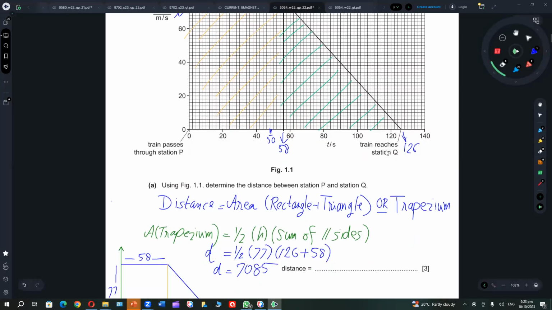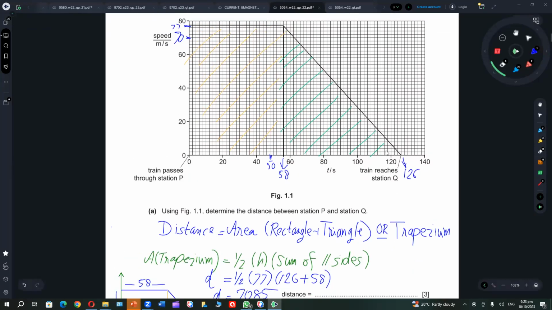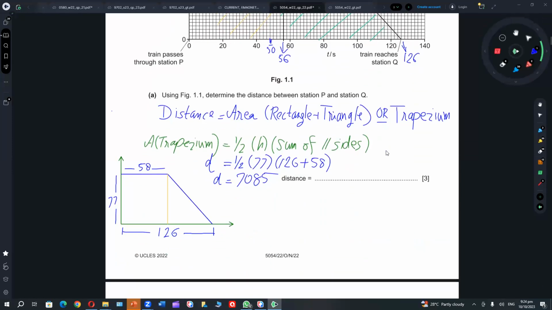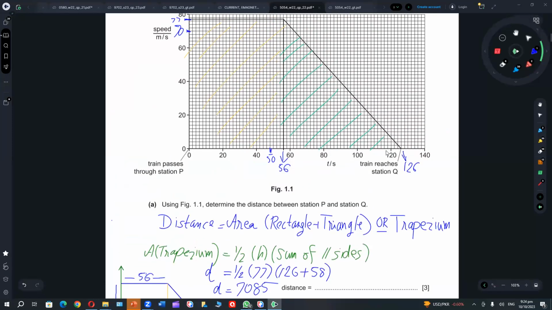I think this is not 58. Double check it with me. This is 56, because it is two boxes before 60. When it is two boxes before 60, it should be 56. Make this correction. But two boxes before 60 is 58? No. Count the boxes. Every little box is 0.2.